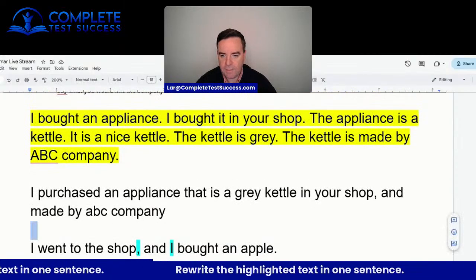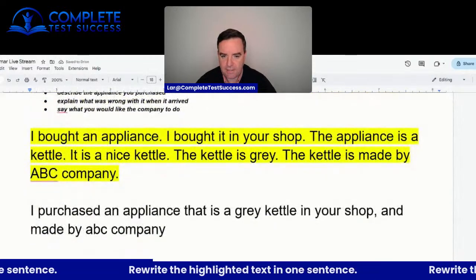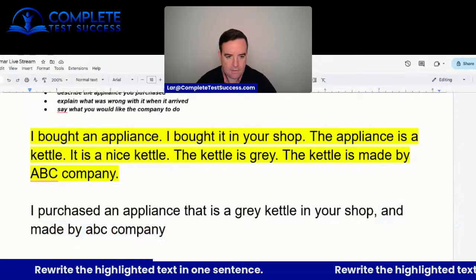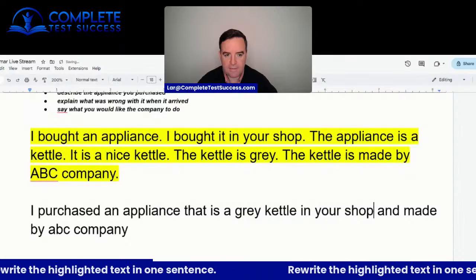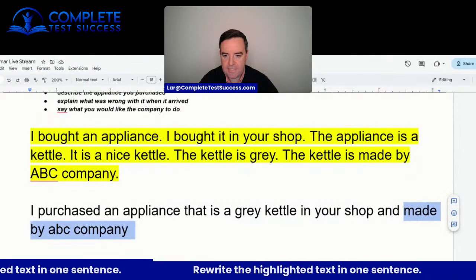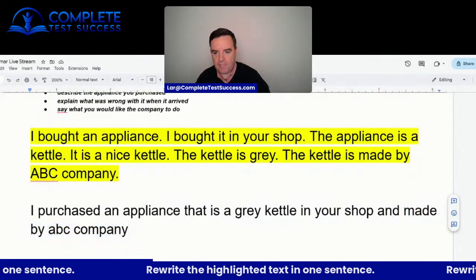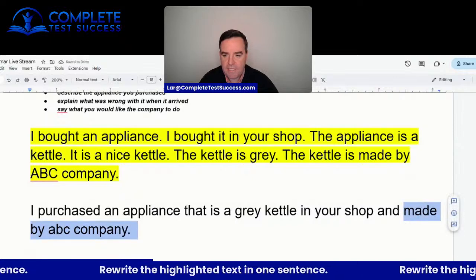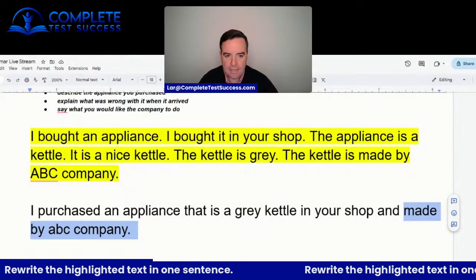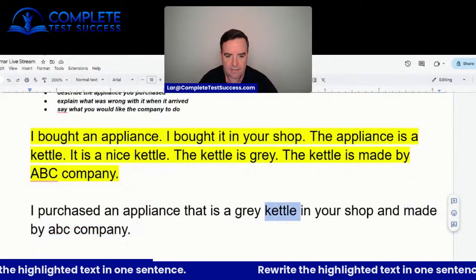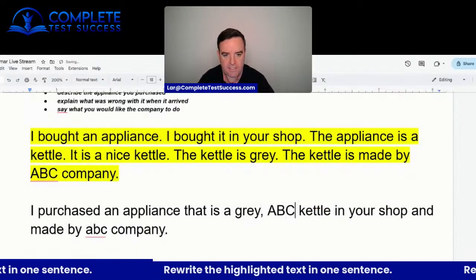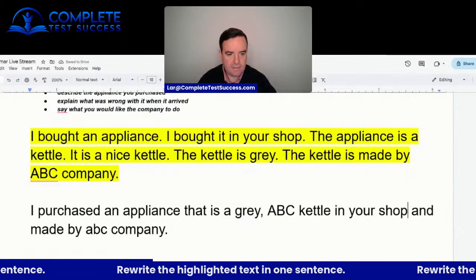So bringing that back up to what we have here, this is the same mistake that you're making. And made by ABC company. Okay. So we're going to go like that. Now, this is still problematic because "made by ABC company", oh, you need a full stop at the end. So there's another mistake. "Made by ABC company" is going to be a description of the kettle as well. So we're more likely to say a gray ABC kettle rather than that.